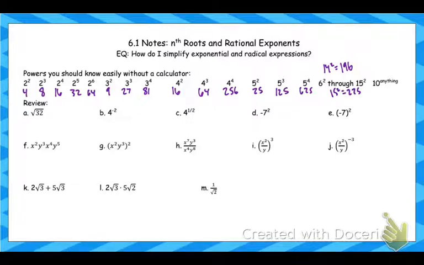And then 10 to the anything, okay, if it's 10 to the 10th, that just means there's a 1 with 10 zeros. 10 to the 4th is a 1 with 4 zeros. So that's why it's anything, because that's just the number of zeros that will follow.